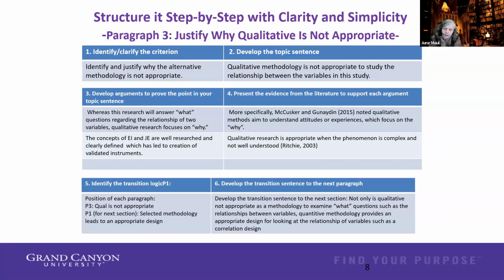So once again, argument and citation. And then finally, at the end, in step 5, they identify the transition to the next paragraph, which in the doctoral templates is actually next section, a section on their design. So it would be, not only is qualitative not appropriate as a methodology to examine what questions, such as the relationship between variables, quantitative methodology provides an appropriate design for looking at the relationship of the variables, such as a correlation design, and that is their focus for the next section.